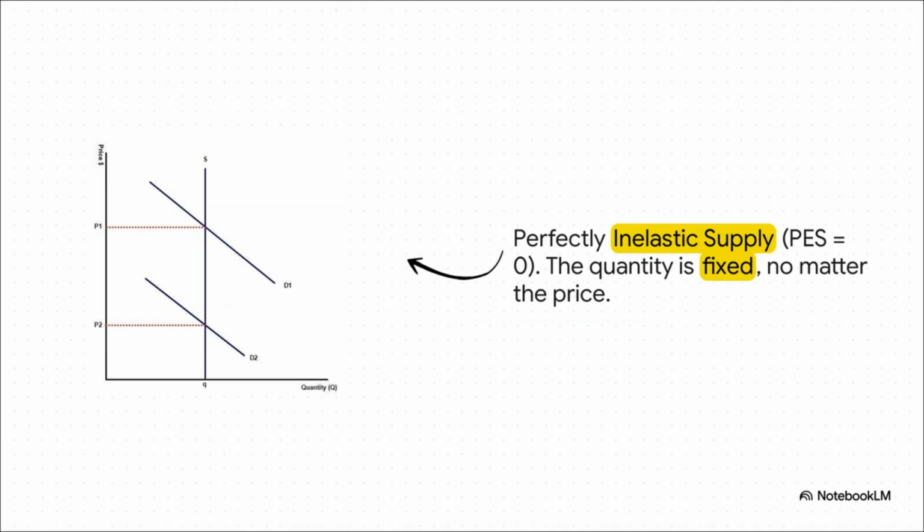Okay, let's push this idea to the absolute limit. What if the supply can't change at all, no matter what the price is? Well, we've got a name for that: perfectly inelastic supply. The PES is zero, zip, nada. And the supply curve is just a straight vertical line because the quantity is totally fixed.